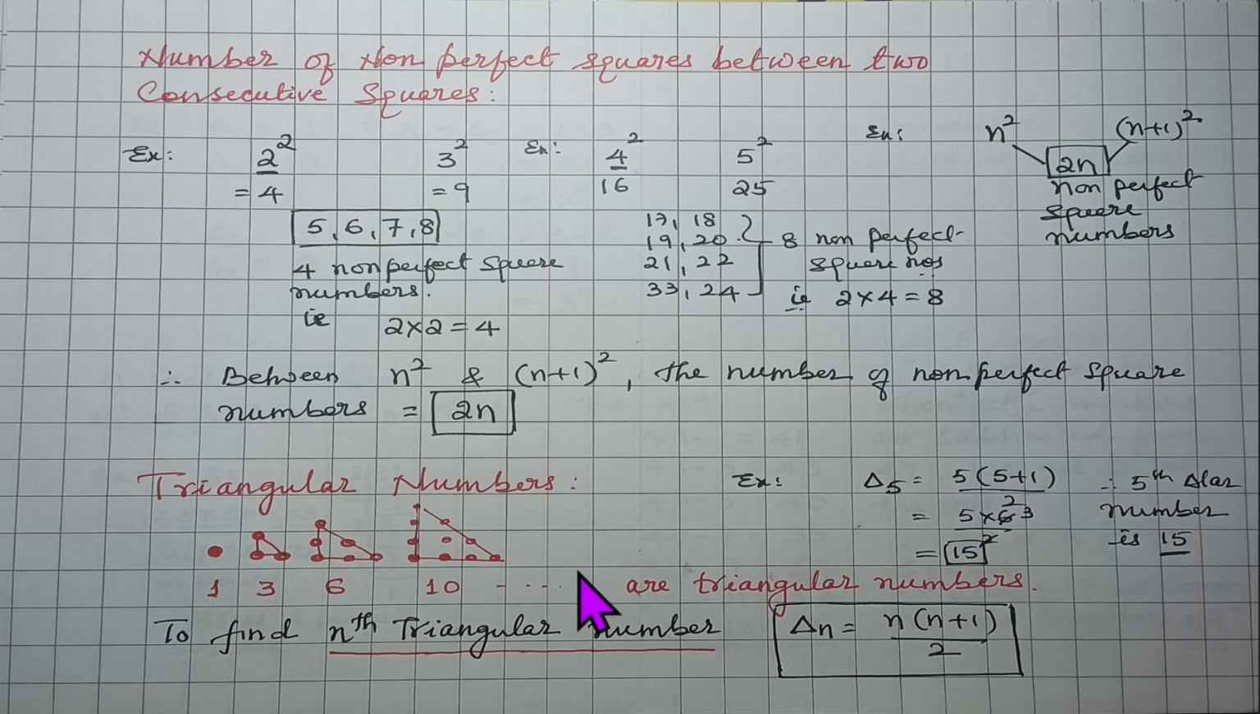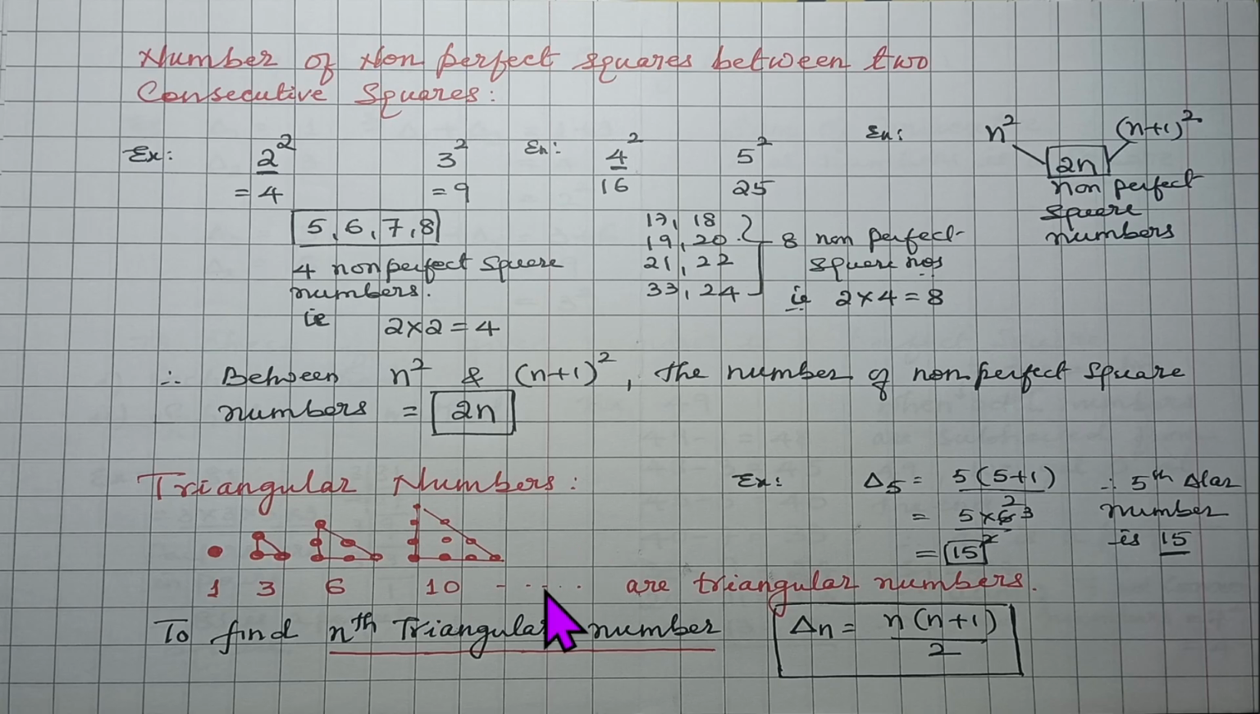Now triangular numbers. If we have dots, one dot is 1, three dots, we can arrange them in a manner that we get triangles, and therefore they are called triangular numbers. So 1, 3, 6, 10 form triangles and are called triangular numbers.